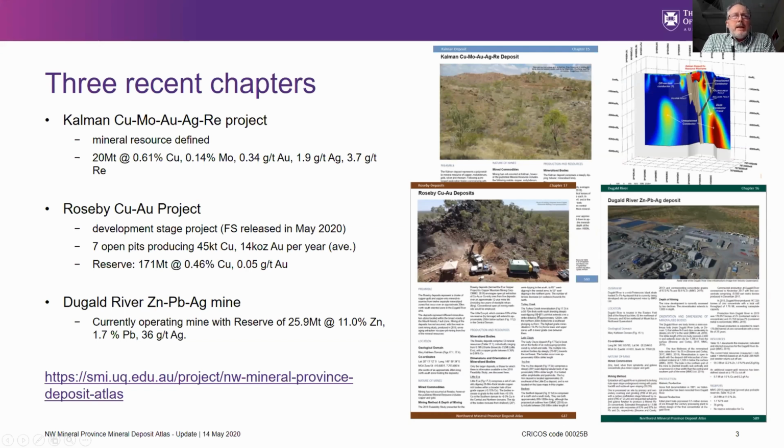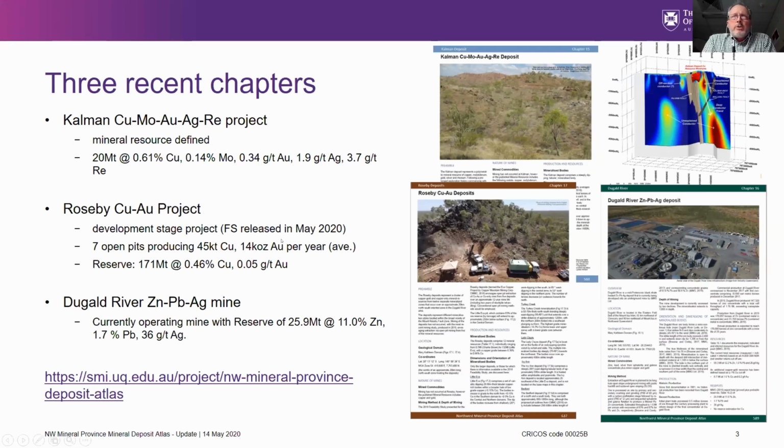For those of you who aren't familiar with it, Roseby is a copper gold project, and it's basically a multi-pit project. They're looking at mining from 7 open pits to produce about 45,000 tonnes of copper and 14,000 ounces of gold per year. That's life of mine average.